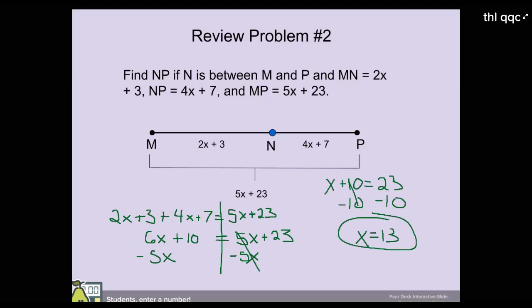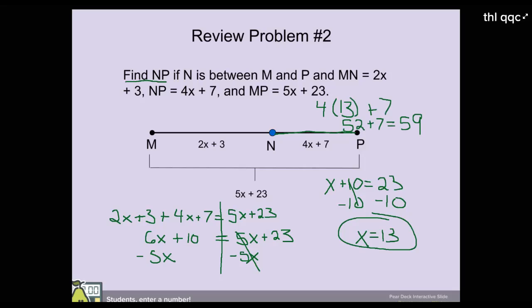Now, that's not the whole story. The problem asked you to find NP. So we look, and I see NP is here, and it's this piece right here. So what I can do is I can plug this in for that x. So 4 times 13 plus 7. 4 times 13 is 52 plus 7. That's going to equal 59.